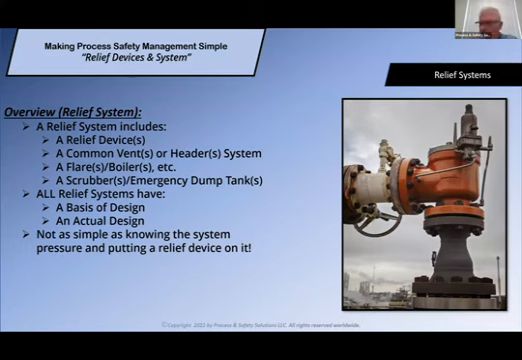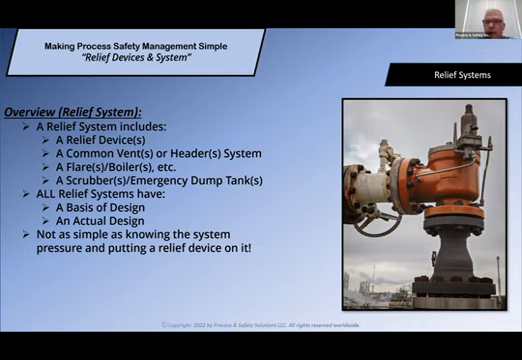I'm going to start out with a brief overview of what a relief system is. A relief system includes a relief device, and we're going to be talking about some of the more common devices today. It can also include a common vent or a header system. Those relief valves relieve either directly to atmosphere, or they may go into a common vent that is vented to atmosphere, or they may go into a header system and then somewhere else from there. It could also include a flare. It could also include a boiler. And I know most of you right now are saying, what do you mean a boiler?